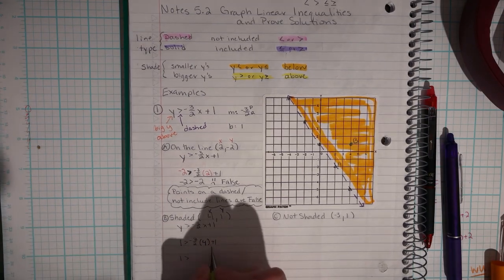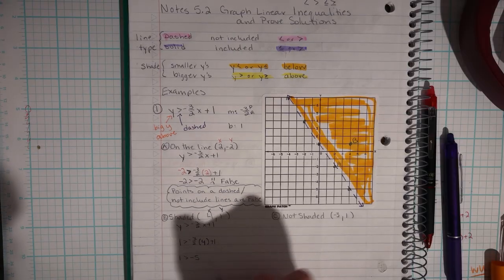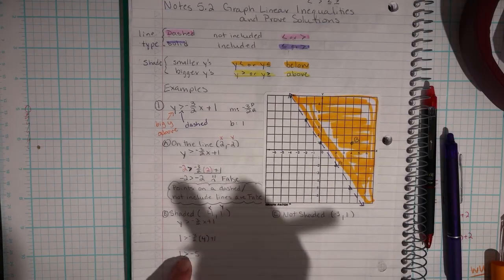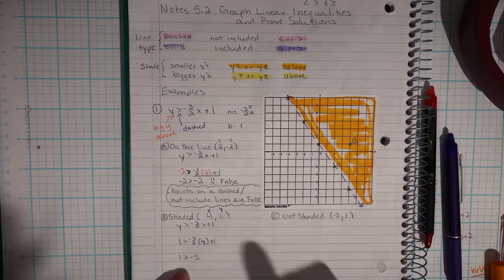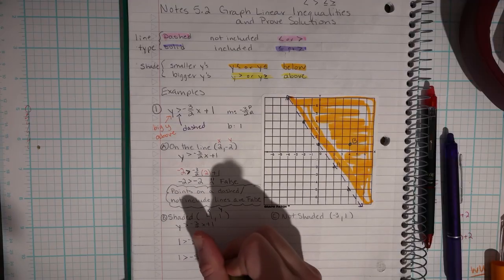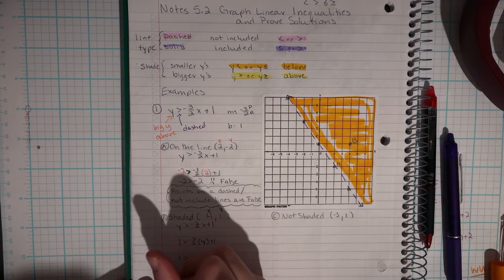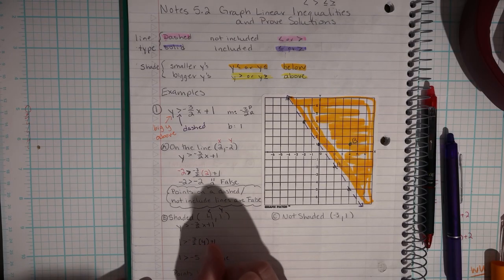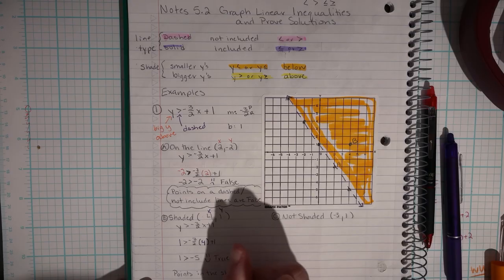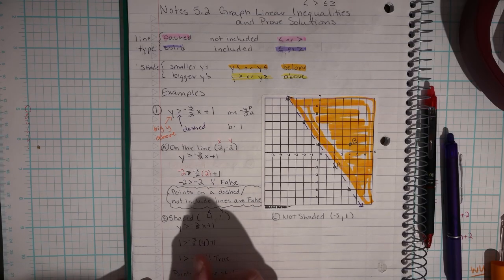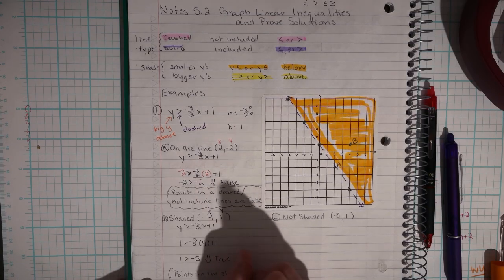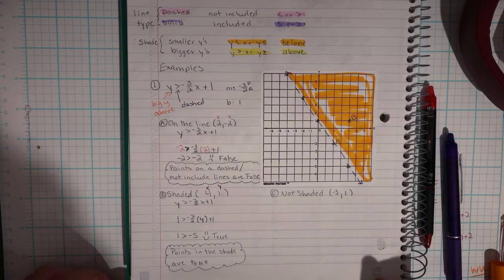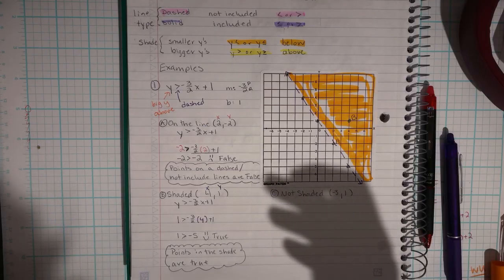So we got -6, this is -5. All right, let's think about this. Is 1 bigger? That's what this mouth is saying. Is 1 greater than -5? Yes, this is true. So that means for our love note, points in the shade are true, or they are solutions, right? If you say true, that means it's a solution. So that's a love note to ourselves. Points in the shade are true.